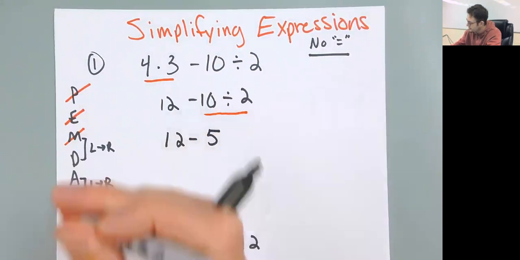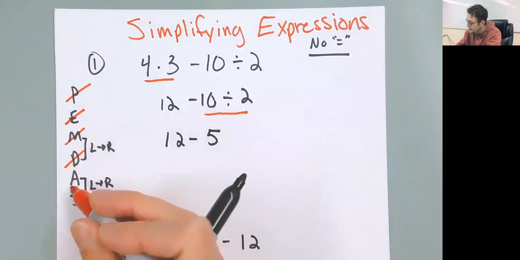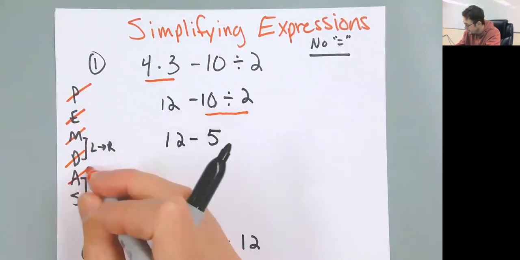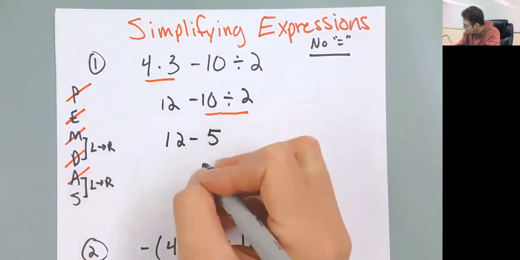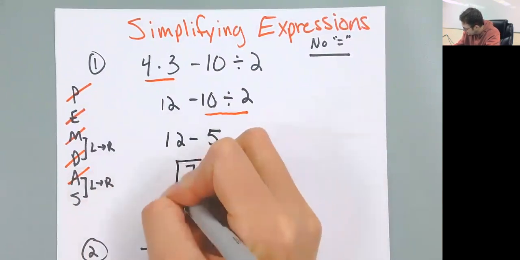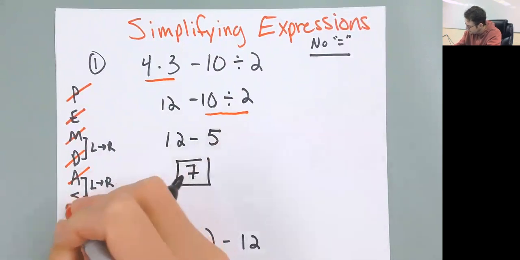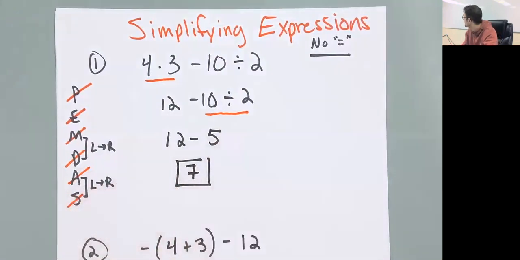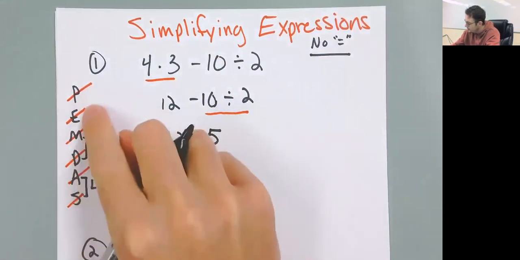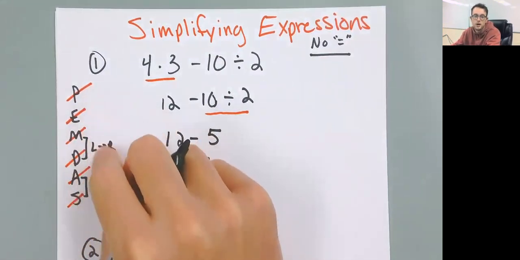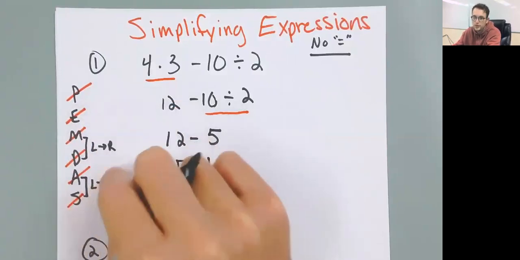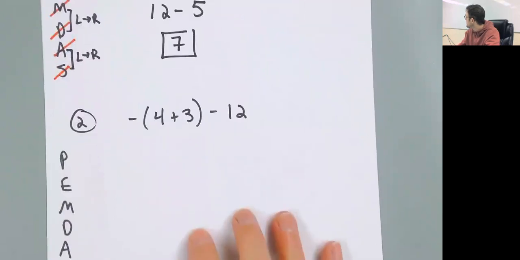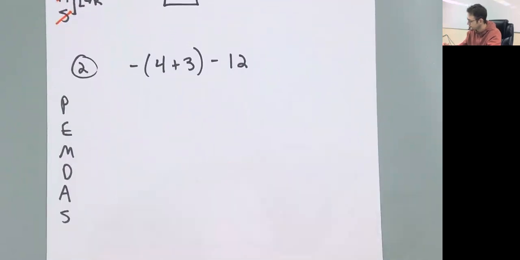All right, did division. There is no addition at all. So now I can do subtraction. 12 minus 5 is 7. All right. I strongly suggest writing this down if you don't have PEMDAS mastered, right? I would write this down next to every problem and cross stuff off one by one as you go through it. All right, number 2.